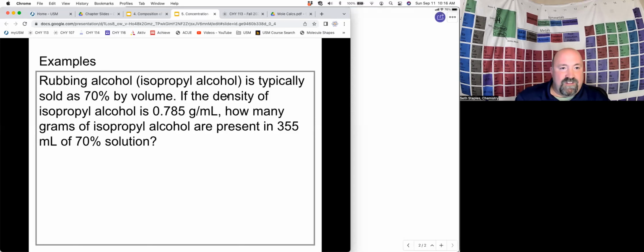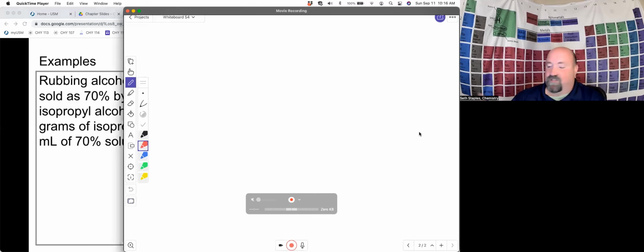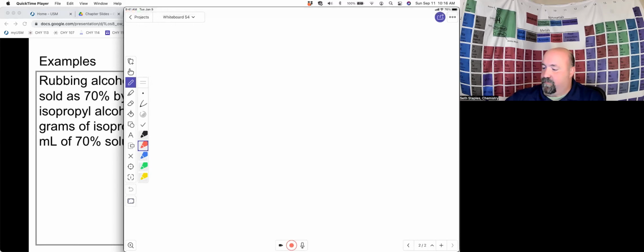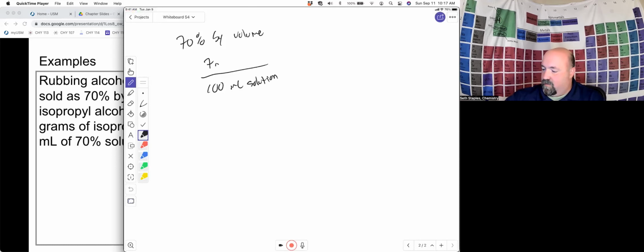In this one, we're told that it's 70% by volume. We have to remember what that actually means. 70% by volume means that for every 100 milliliters of my solution, 70 milliliters of that is my isopropyl alcohol. And so we can use that. What does this suddenly look like? 5 points to you if you said conversion factor. It's exactly what it can be used for.